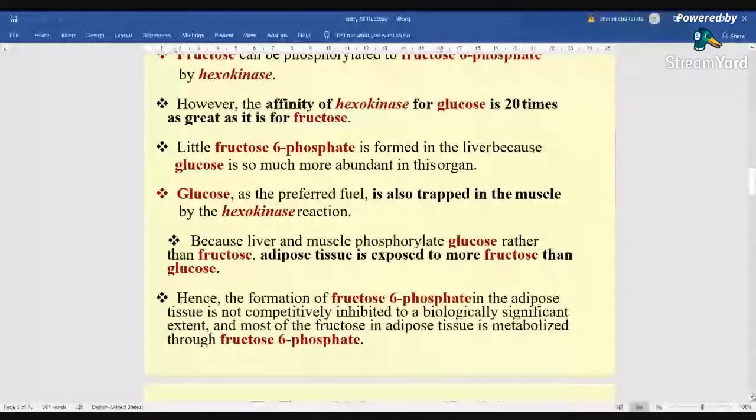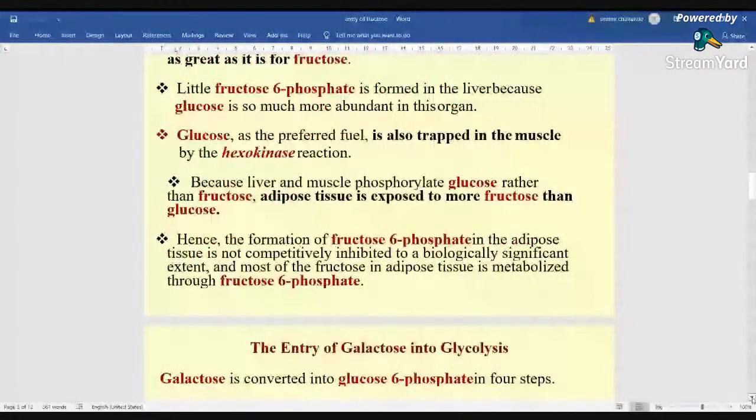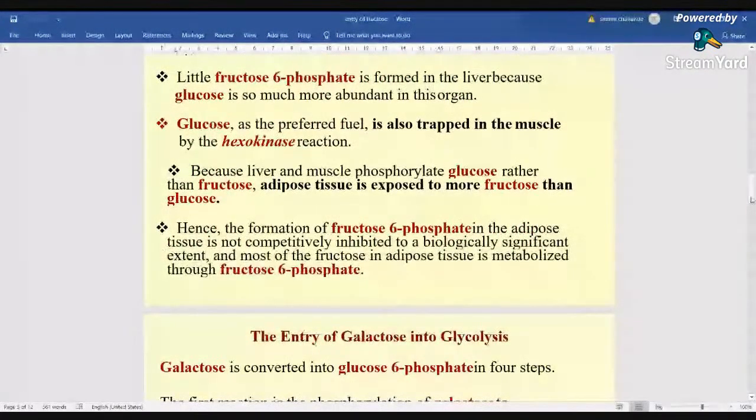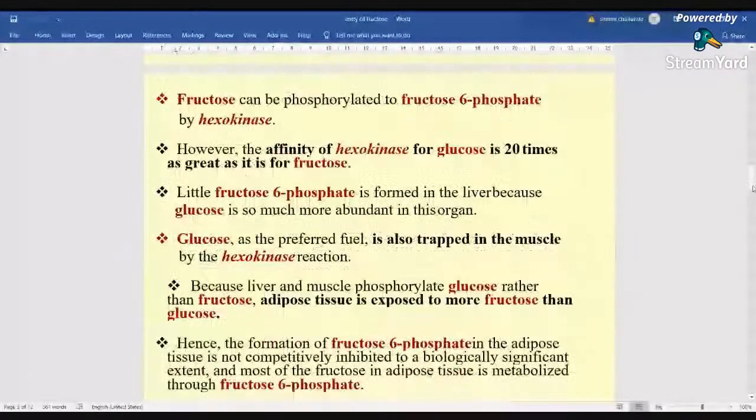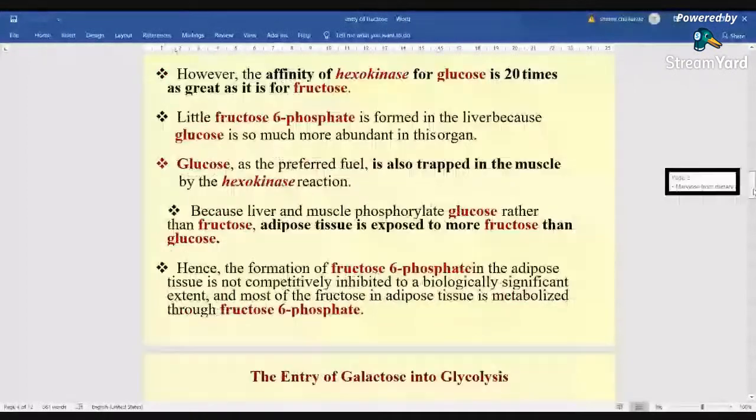Hence, the formation of fructose 6 phosphate in the adipose tissue is not competitively inhibited to a biologically significant extent, and most of the fructose in adipose tissue is metabolized through fructose 6 phosphate. So this is the reason. Now, in this way, we have seen how fructose enters into glycolysis. So, remember these three steps.